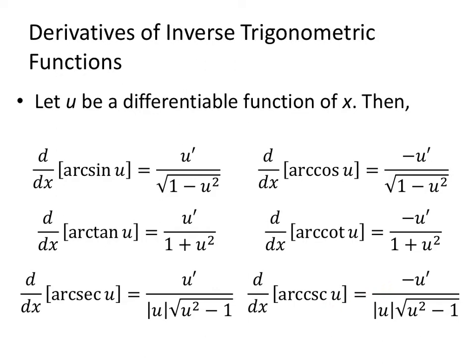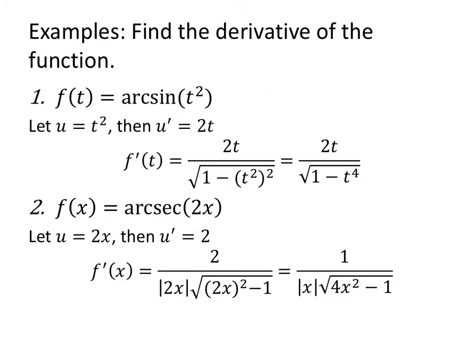So keep in mind the form. Arc sine has a square root in the denominator, and the order of subtraction is constant minus u squared. Whereas arc secant has a variable outside the radical also, but inside the radical, the order of subtraction is variable minus constant. And the arc tangent does not have a radical. Let's look at some examples.